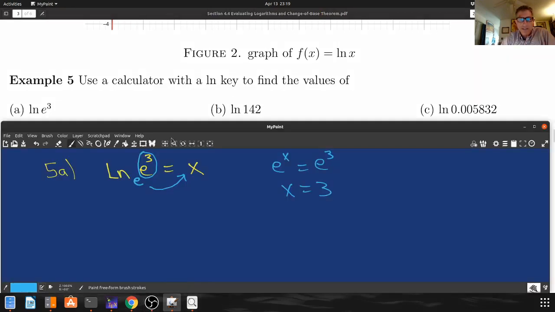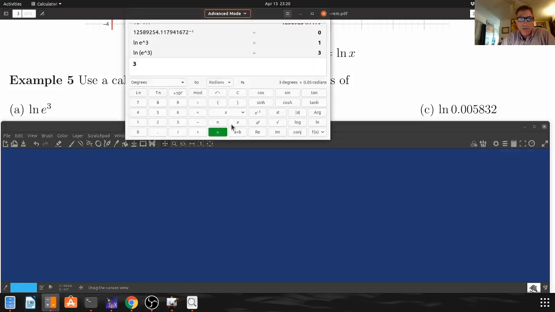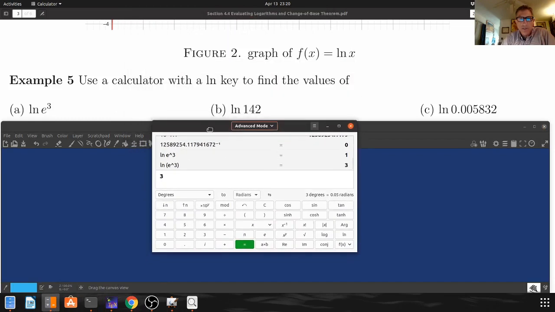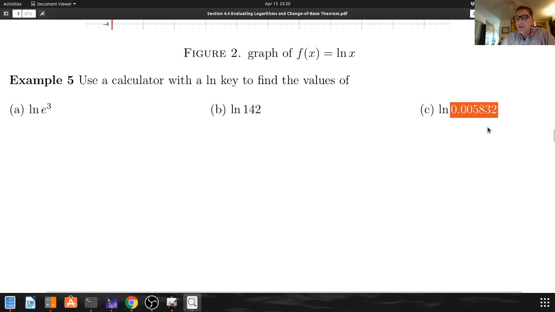So back to here. The next one, we're going to find the natural log of 142. You literally just bring up your calculator, hit clear, enter in natural log 142, and hit equals, and that's your number. And we already knew that it was going to be positive, right? And for number c, we know our number is going to be negative because this number right here is greater than 0 but less than the value of e, which is 2 point something.